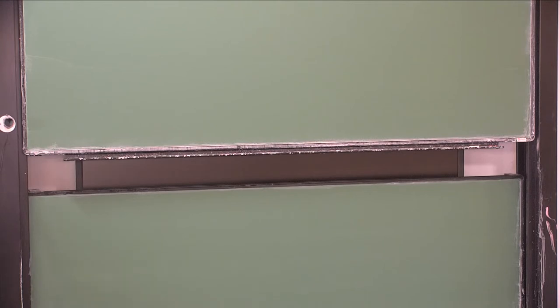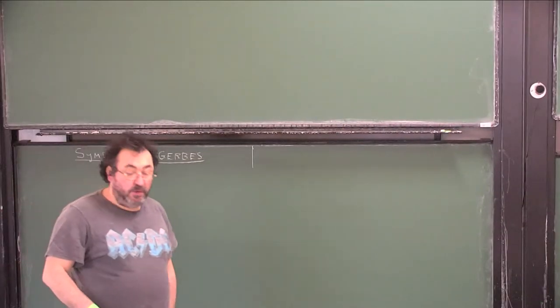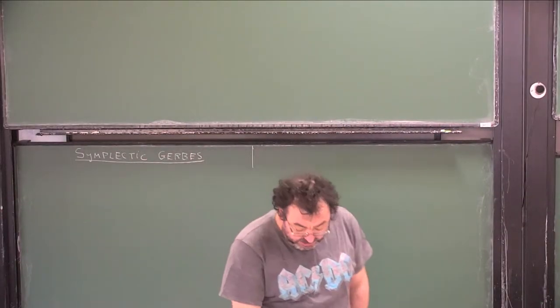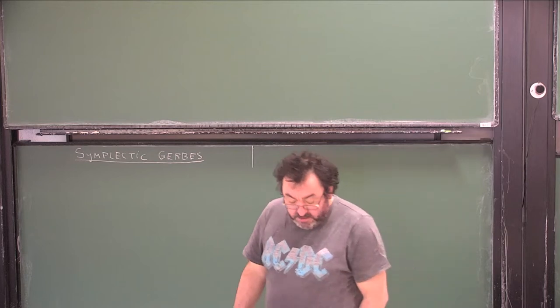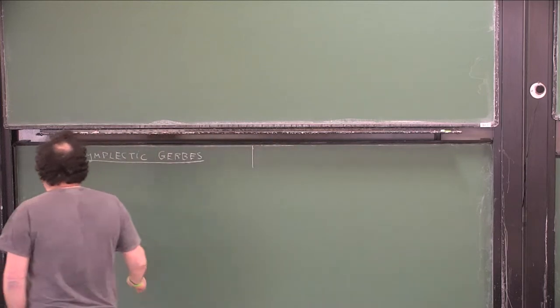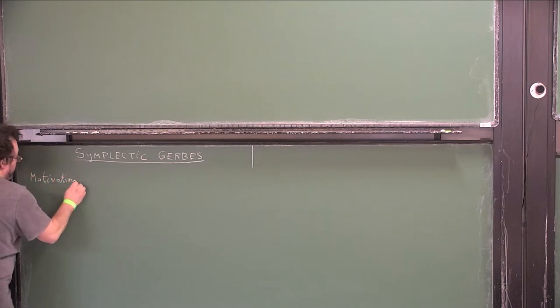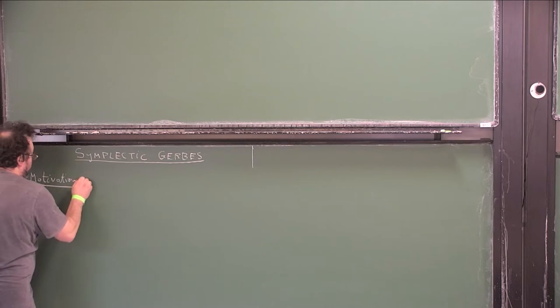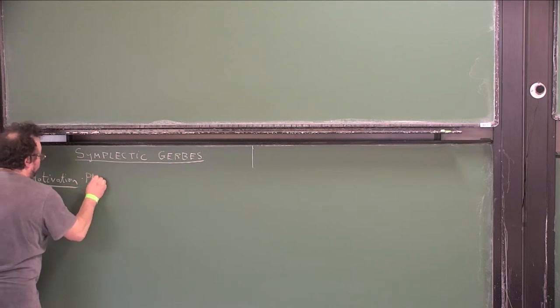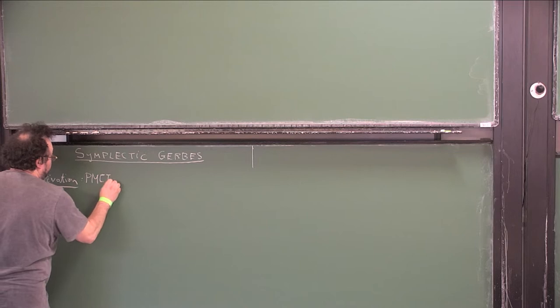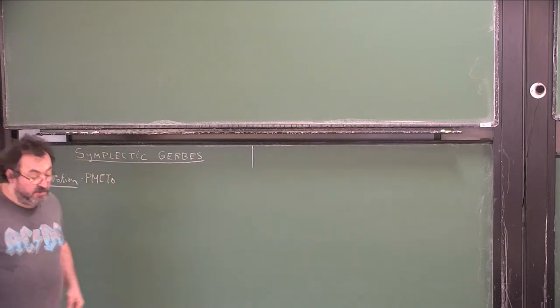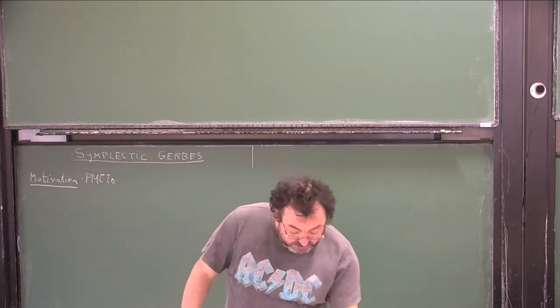Okay, so I want to speak about symplectic gerbes, the way we bumped against them in this theory of PMCTs. So there's the motivation. That comes from the theory of PMCTs, Poisson manifolds of compact types, so compactness in Poisson geometry.